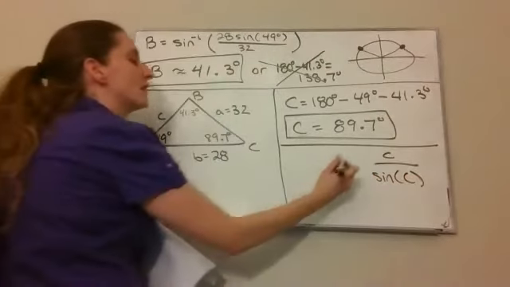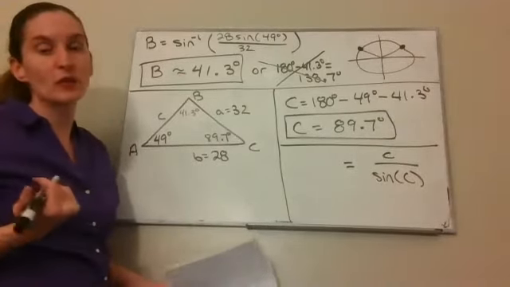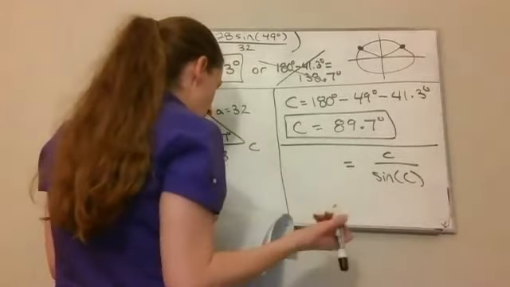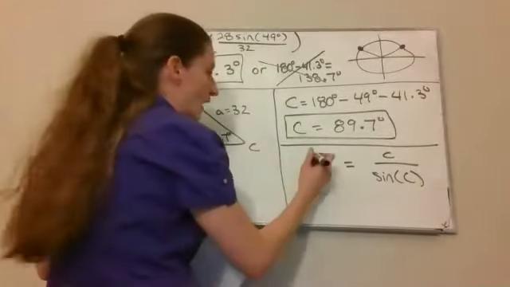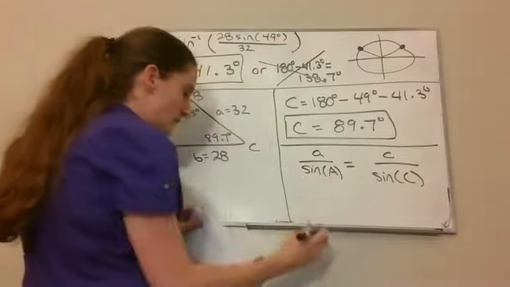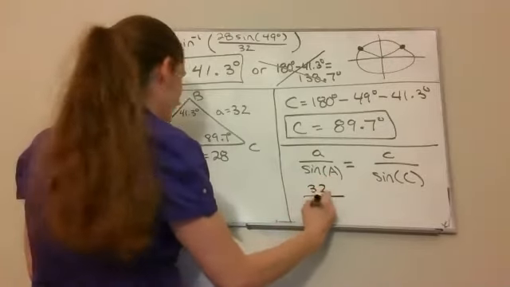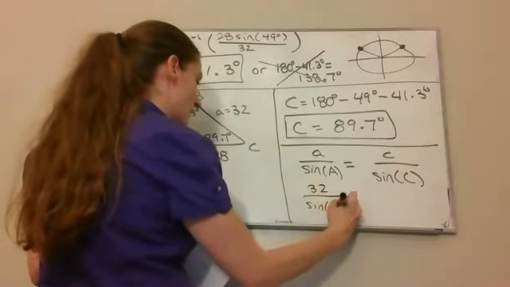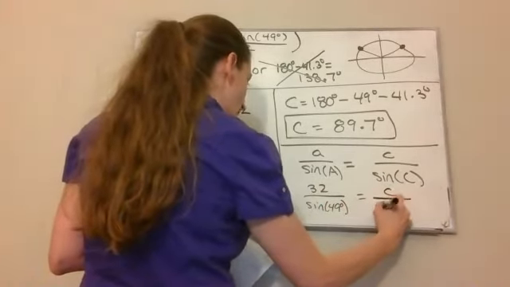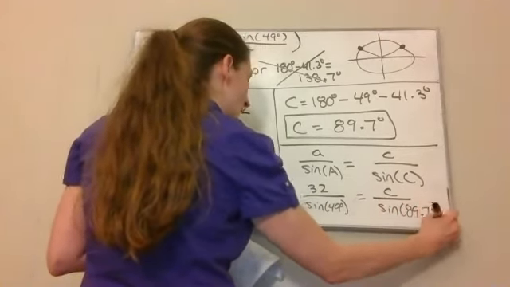C over sine C will be equal to A over sine A or equal to B over sine B. It doesn't matter which one we use. I'm just going to be using my A over sine A. So I have 32 over sine of 49 degrees equals little c over sine of 89.7 degrees.